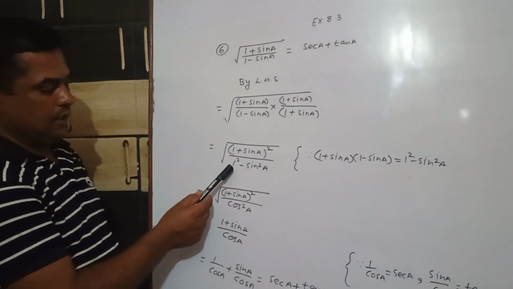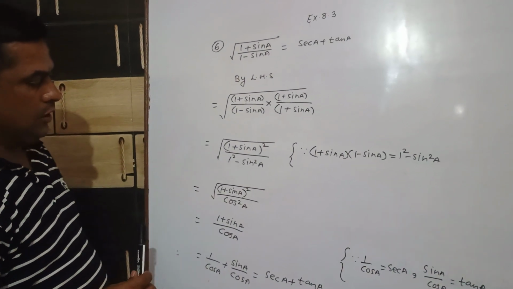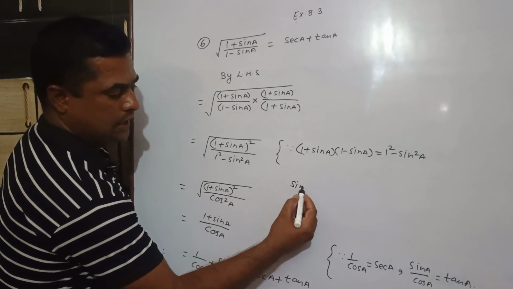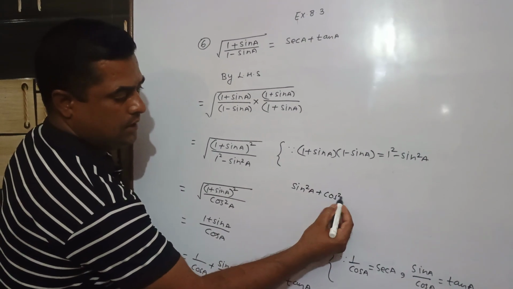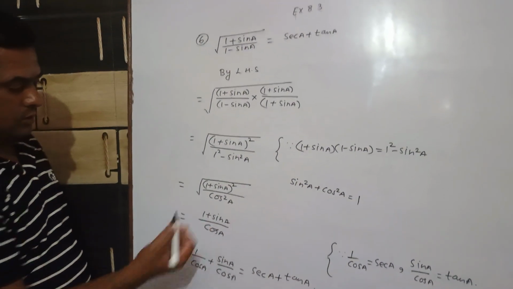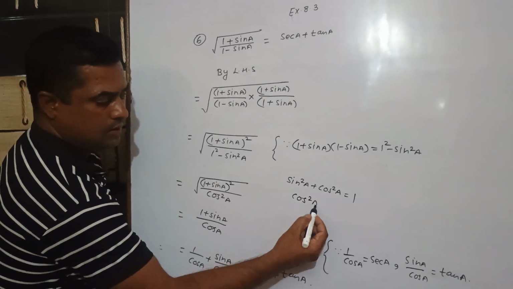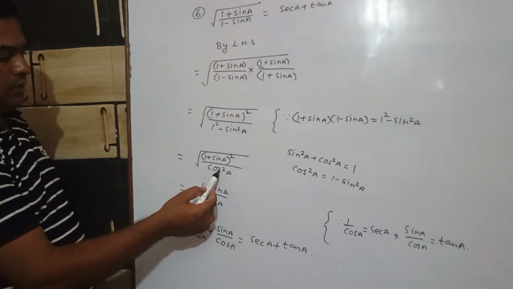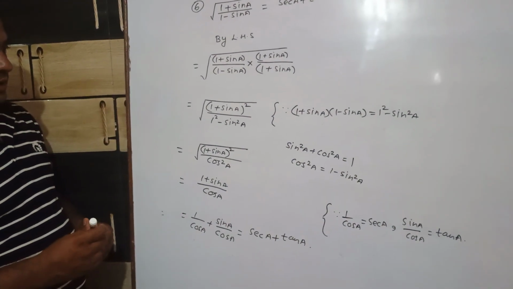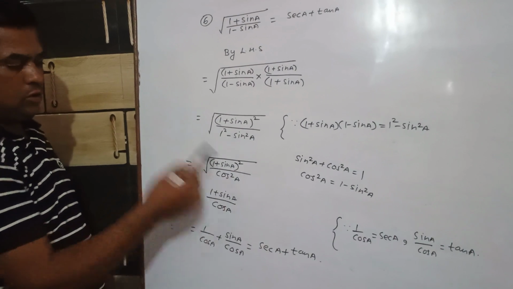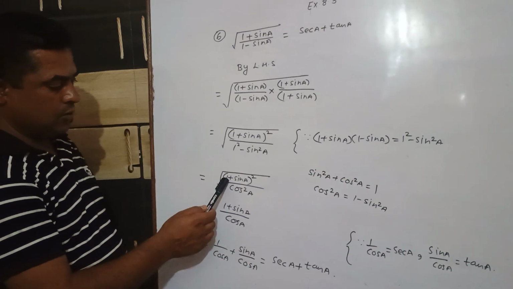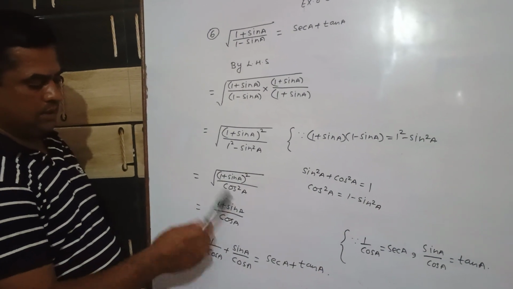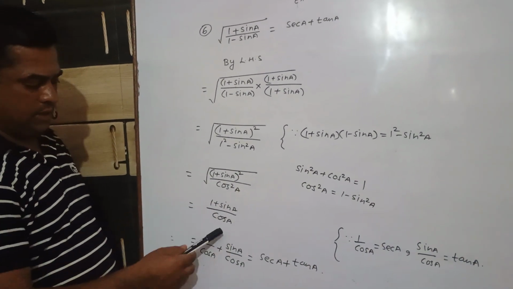Now we are using an identity here, 1 minus sin square A. The value of 1 minus sin square A will be cos square A, because you know very well sin square A plus cos square A is equal to 1. So the value of cos square A will be 1 minus sin square A. This is cos square A. Now what is the square root of 1 plus sin A whole square? The square root of 1 plus sin A whole square is 1 plus sin A. Square root of cos square A is cos A.